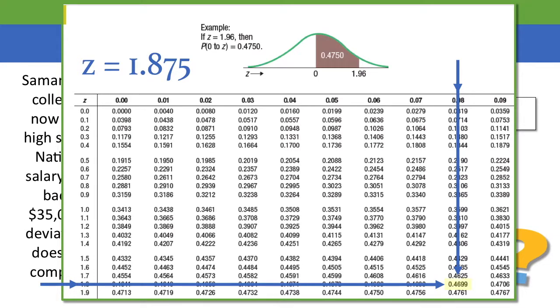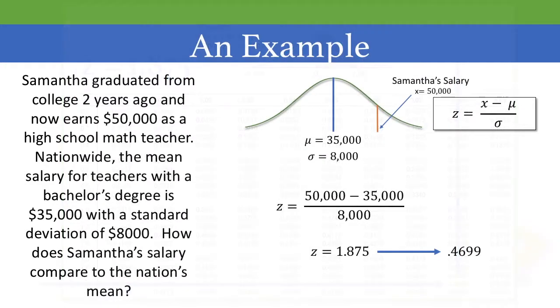The z-score corresponds to 0.4699. Well, what does that mean? This z-score tells us the area between the national mean and Samantha's salary, which tells us that almost 47% of math teachers earn a salary somewhere between the national mean and Samantha's salary.